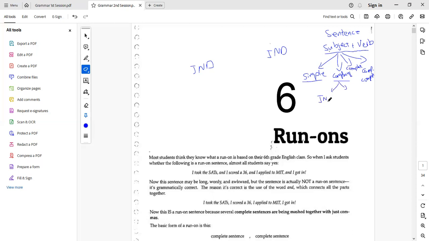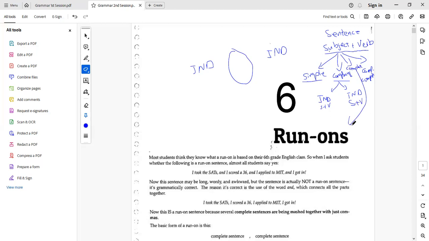One independent, and this is what we're going to talk about now, and another independent. What is the independent? It means subject plus verb, and here also subject plus verb. So subject verb, subject verb. But between them must come something that I'm going to talk about right now, so it is not a run-on. Because if we keep it without anything, it's going to be a run-on. Okay, this is for the compound. We're going to return to the compound again.